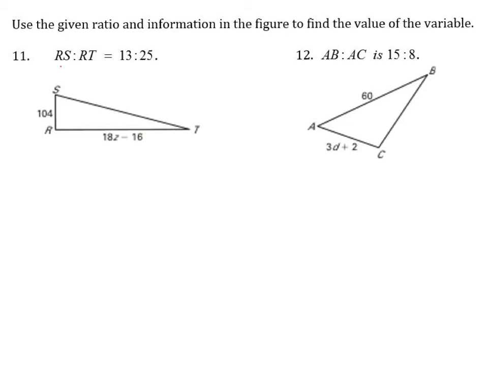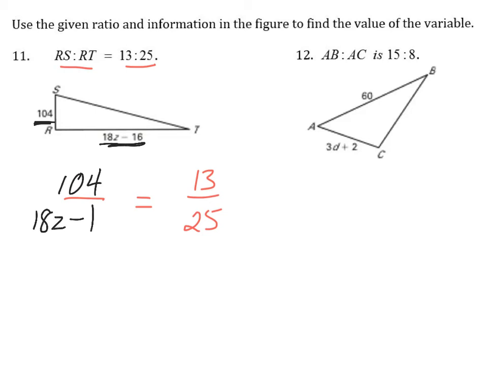For the next couple problems, this is the information they start you with. So they're telling you that RS over RT is going to be equal to 13 over 25. So I essentially set up this proportion with all the information that I'm given. But instead of writing RS and RT, what I'm going to fill in there are the lengths that they actually give me. So they tell me RS is 104, and they tell me RT down here is 18Z minus 16. So now I'm just going to go through and cross multiply like I did with the other problems.